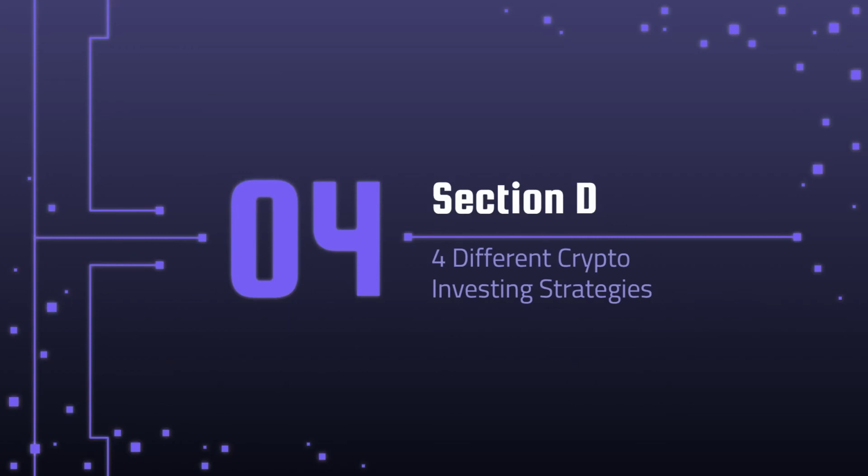Next, we'll finally move on to the last section, which is 4 different crypto investing strategies. It's one thing to simply buy a bunch of crypto coins, but utilizing a strategy as you invest is a whole different ballgame. In its most basic form, an investment strategy is just a set of instructions that can help an investor make choices like what asset classes to buy, when to invest, and how much money to invest.